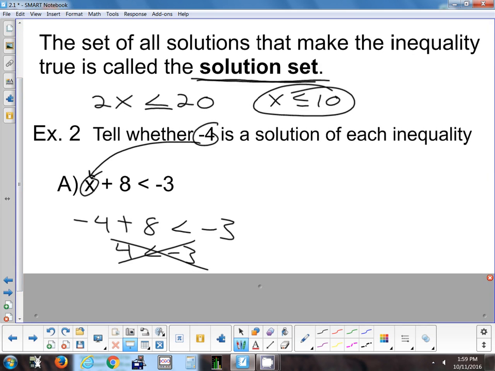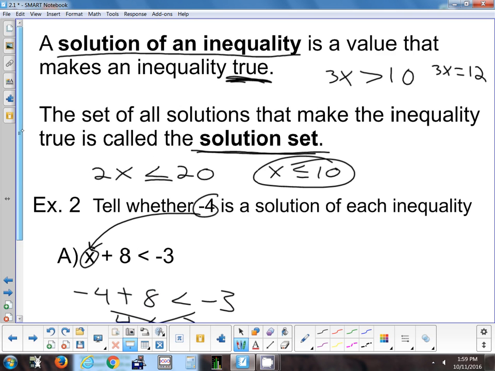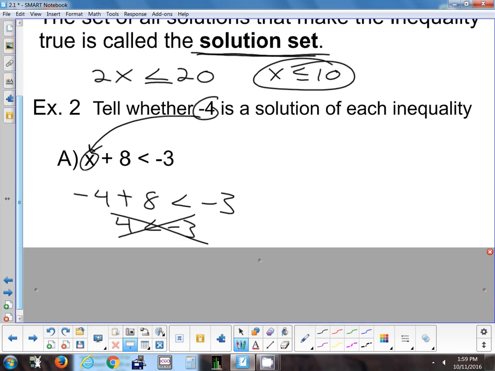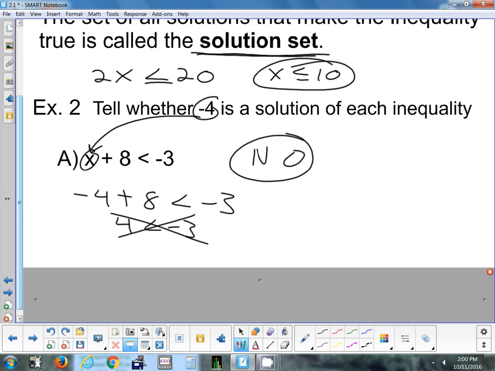What did we get there? We didn't get a true statement. Marissa? What kind of statement did we get? Well, what's the opposite of true? False. Okay, we got a statement that was not true. That was false. So that is not a solution. So just write no. Negative 4 is not a solution.